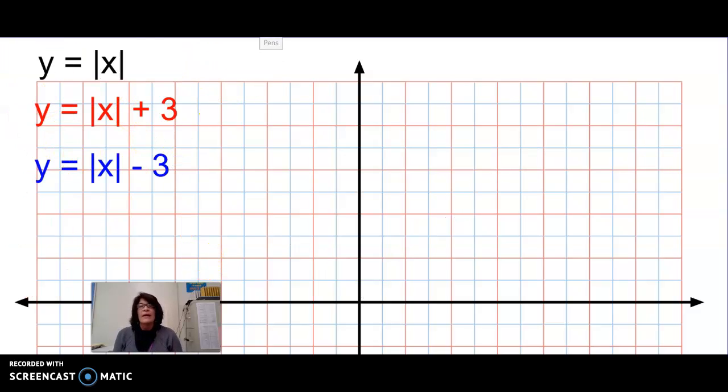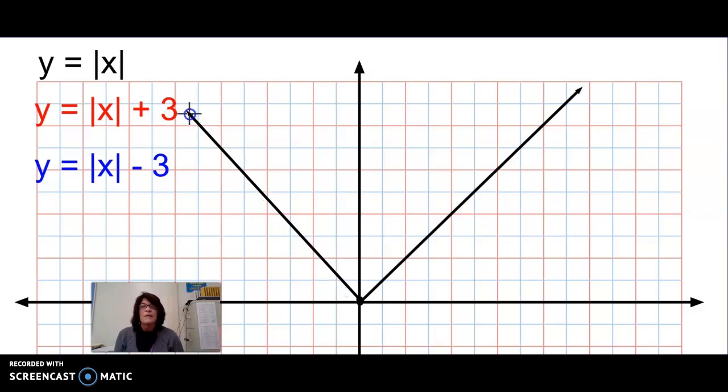But let's take, okay, I know what y equals absolute value of x looks like. I've already graphed that. Okay, it's a V. So let's, I'll try to make this better. Okay, it's a nice V shape. That's my absolute value of x, right? Well, now I'd like to take the absolute value of x and add 3 and see what that does to my graph. So I'll come over here again.